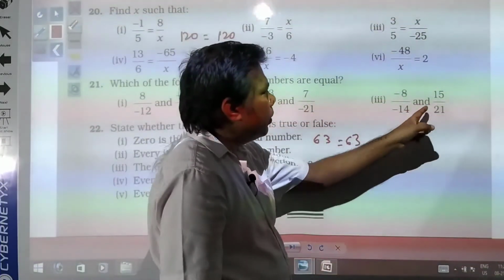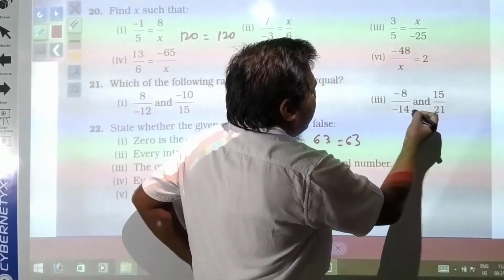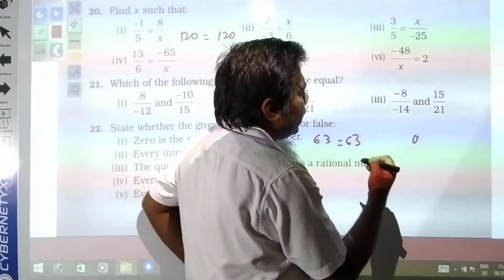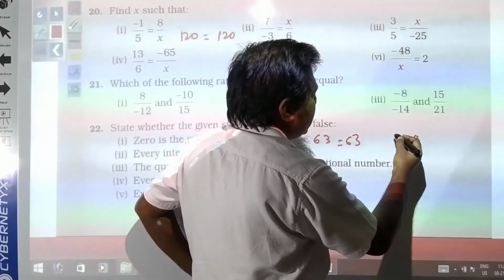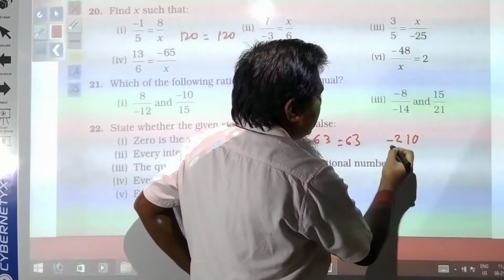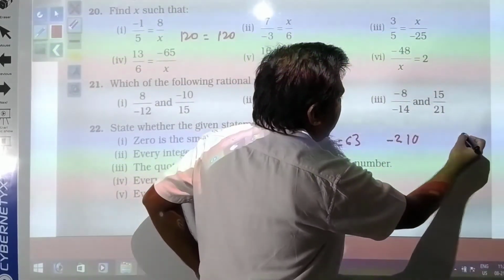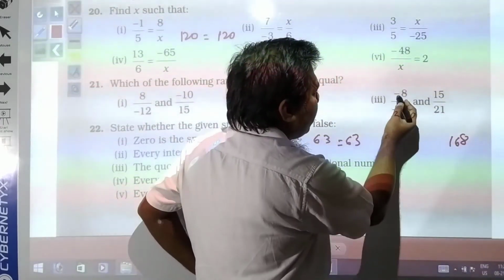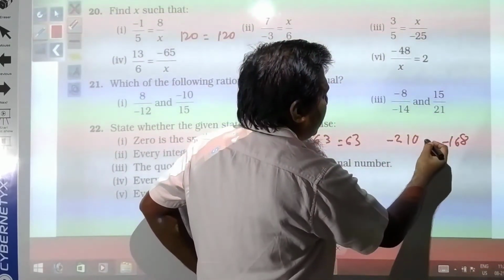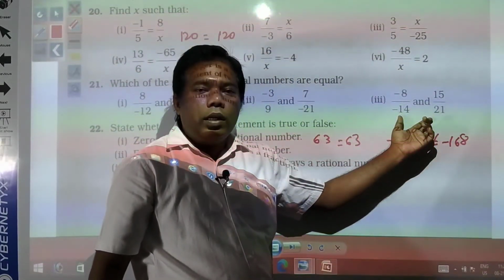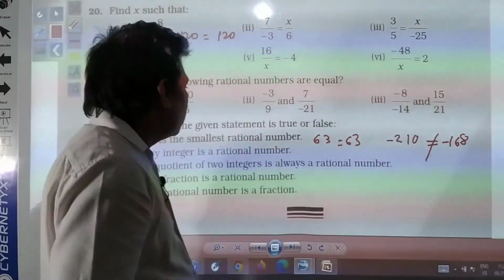Here you see, you multiply this. 15 fours are 60, 15 ones are 15, and 6 into 21, 210, minus into plus is minus. And here you see 8 ones are 8, 8 twos are 16, 168 you have got, minus into plus is minus, but this is not equal. So if this is not equal, these are not equal rational numbers.